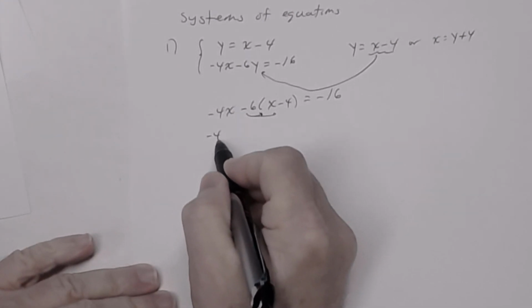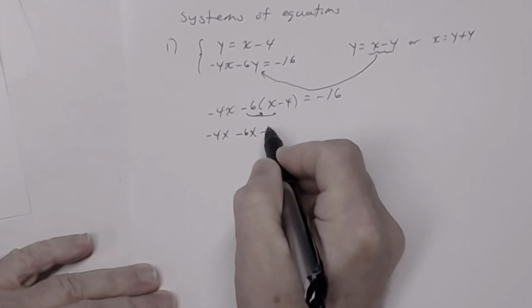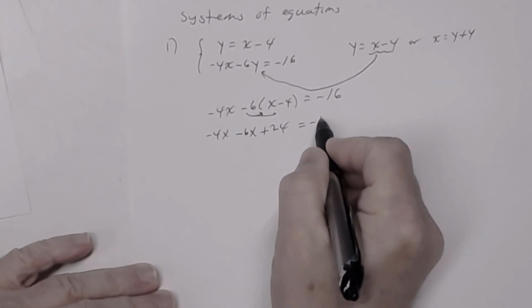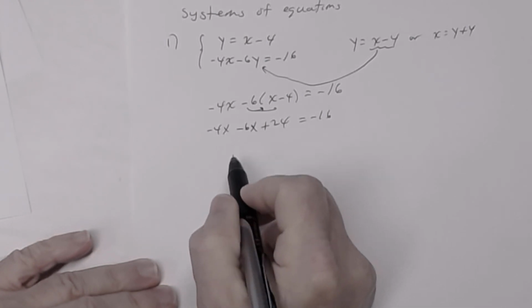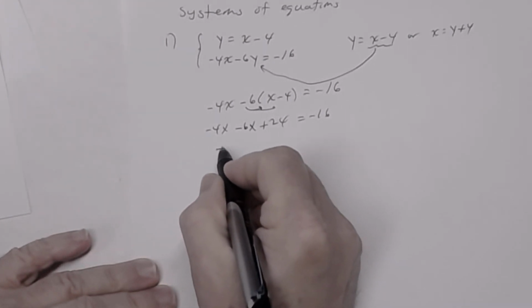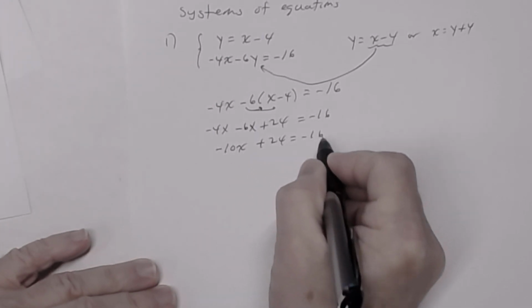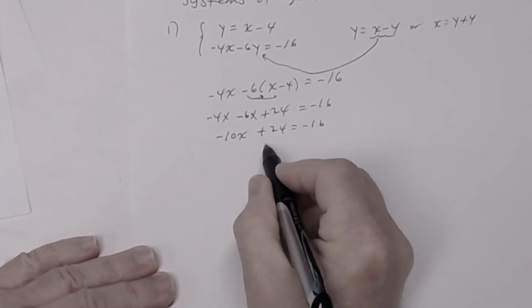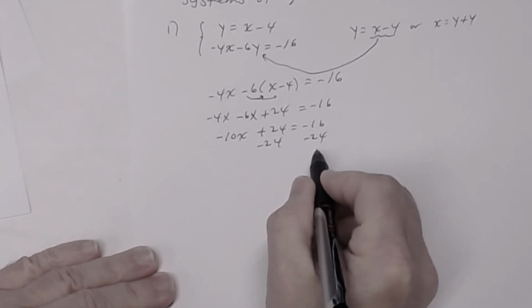I get negative 4x minus 6x, and a negative 6 times a negative 4 is a positive 24, equal negative 16. Combining like terms, a negative 4x and a negative 6x is a negative 10x plus 24 equals negative 16. Solving for x, I'm going to subtract 24 from both sides. What you do to one side, you do to the other.